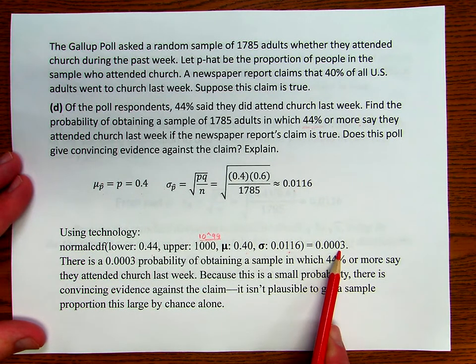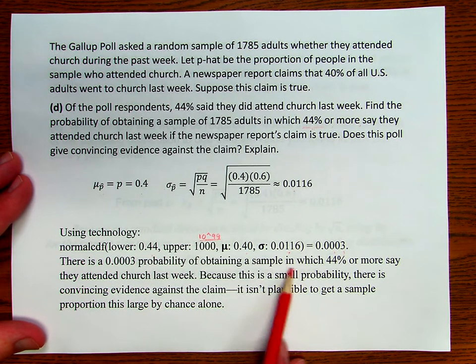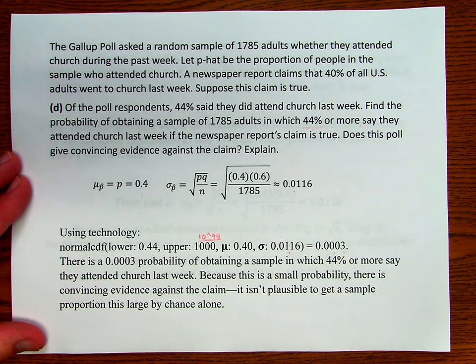So the probability is pretty low. 0.0003, so 3/100ths of 1%. There is a 0.0003 probability of obtaining a sample in which 44% or more said they attended church last week. Because this is a small probability, there's convincing evidence against the claim. It isn't plausible to get a sample proportion this large by chance alone. So something's not correct here.